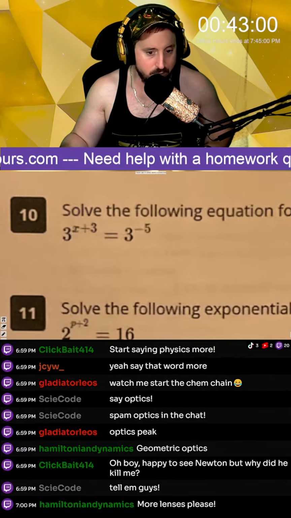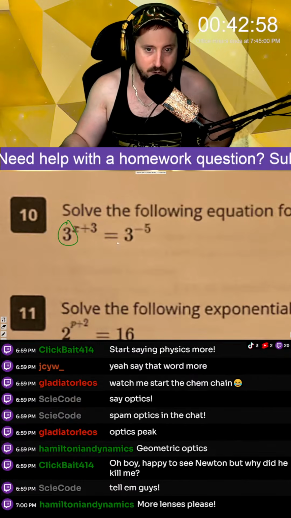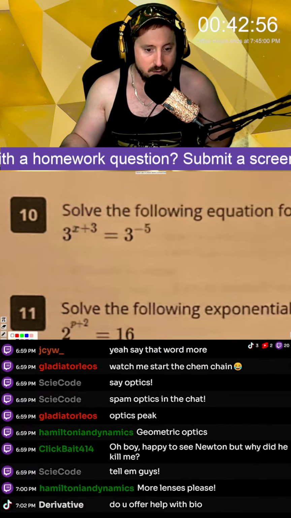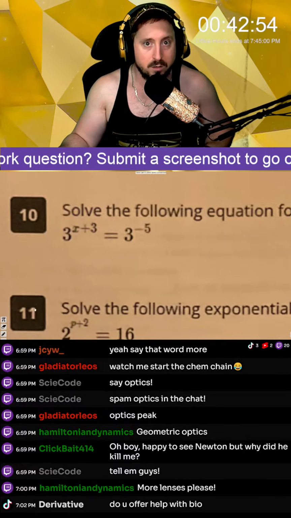This is fun. You could do it with logs, or anytime you notice you have the same base, just equate the exponents to each other.